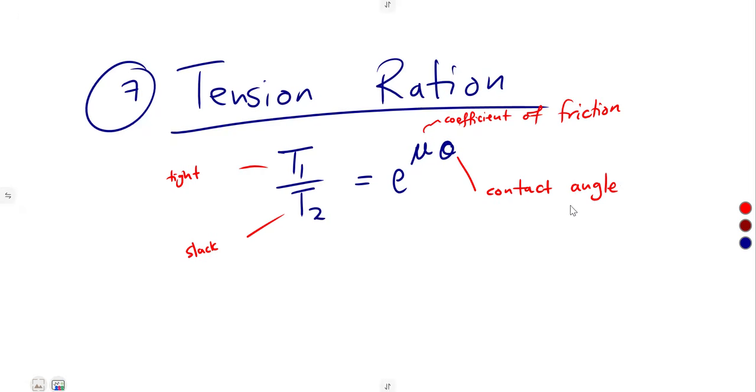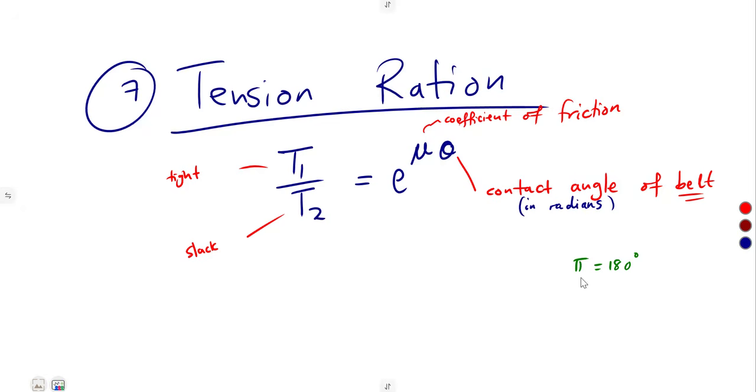This is the contact angle of the belt. Remember, we're dealing with the belts. So from our belt drives, we said this contact angle must be in radians. So it must be measured in radians. For conversions, you can use your N4 understanding that pi is equal to 180 degrees.